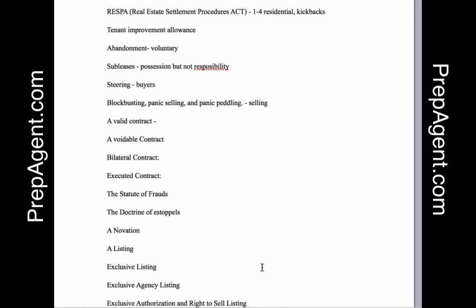Okay, a valid contract. The 4 essentials of a valid contract. They are, you have to be competent and capable. There needs to be mutual consent. There has to be some kind of compensation or consideration, and it all must be legal.